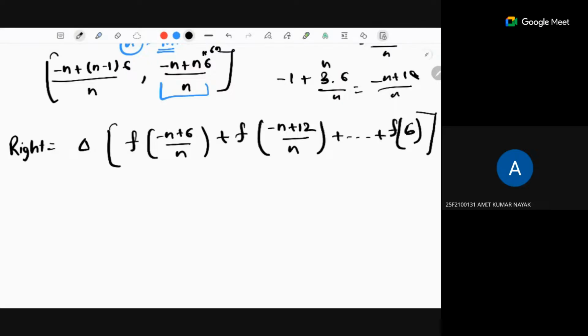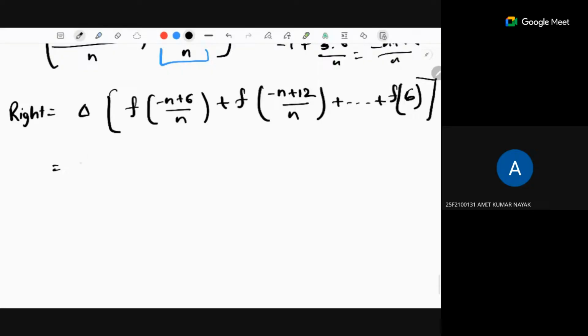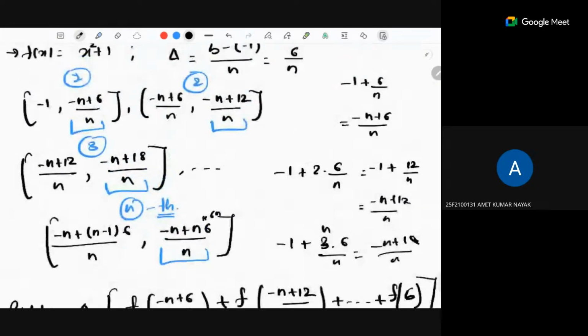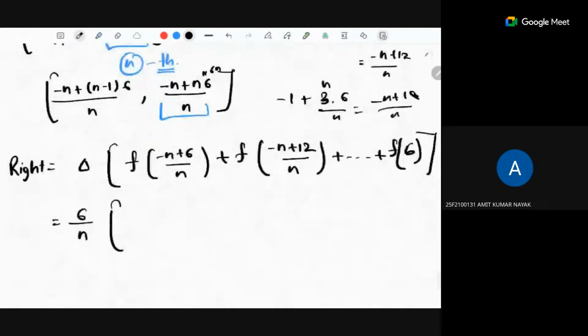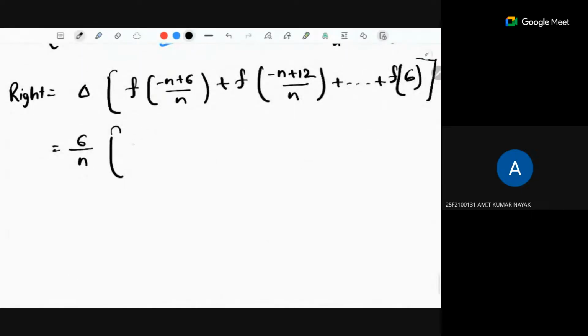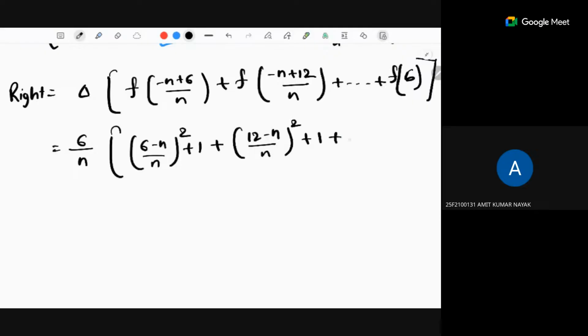So this is 6 by n. And f of this quantity we have to check. That is x square plus 1. This is (6 minus n by n) the whole square plus 1. Then again plus (12 minus n by n) the whole square plus 1, and so on. Up to 5 square plus 1, that is 25 plus 1, 26.